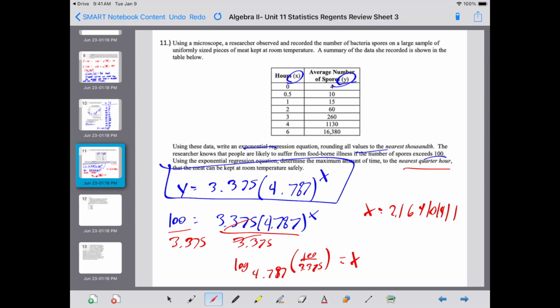It says to the nearest quarter of an hour. X is in hours. So the nearest quarter would probably be 2.25. Personally, I wouldn't be risking having food after 2.25 hours because they had us round up. But maybe that's just me.